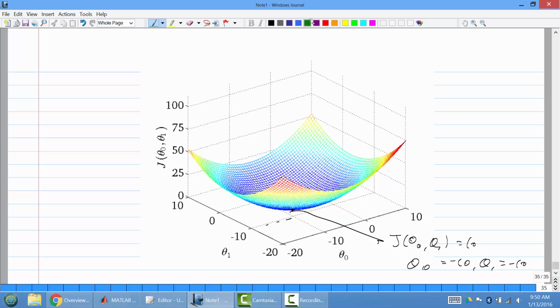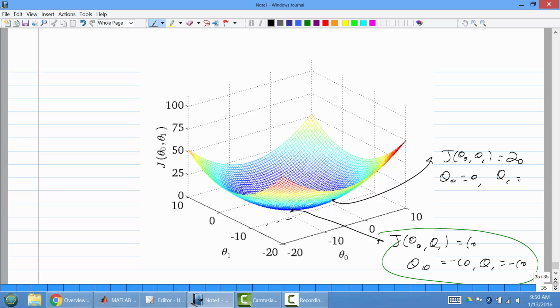Okay, so something like this. Or if I were to choose 0 and 10, it might be a little higher. I can't really tell, but in this case it's going to maybe be 20, I guess. And theta 0 is 0, and theta 1 is minus 10. All right? So it's going to look like a 3D surface plot. Each unique pair of theta 0 and theta 1 will give you a cost, and that's on the z-axis.